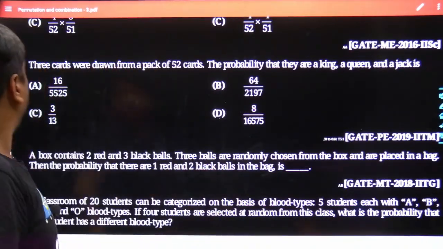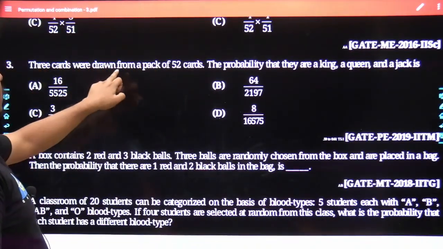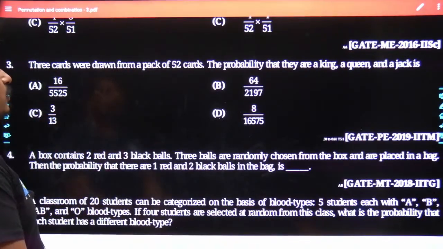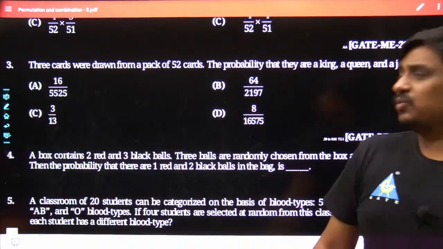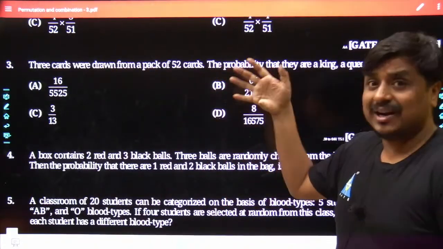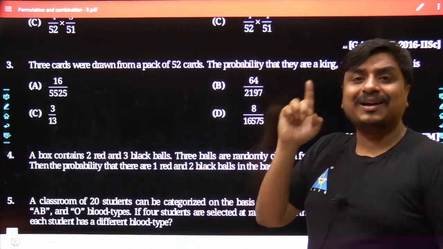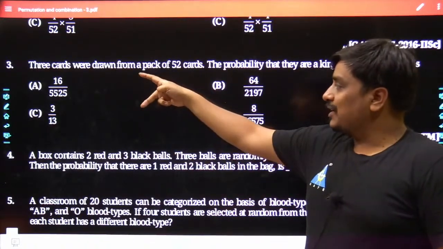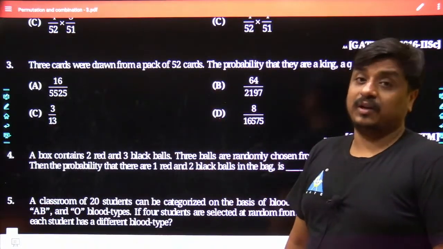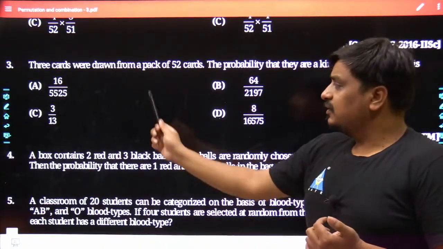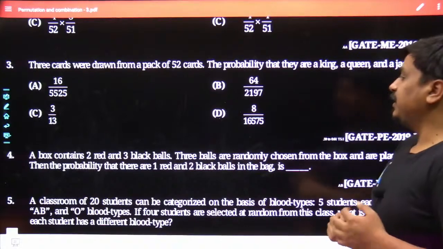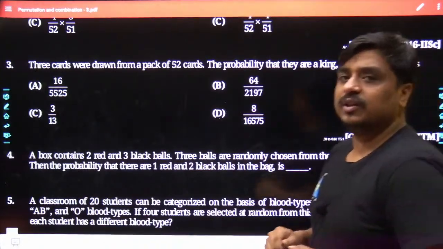Thanks to all. 3 cards were withdrawn from a pack of 52 cards. The probability that they are a king, a queen and a jack. The 4 different options were attached along with this problem. It is an MCQ, that means out of the 4 options, only one is going to be the correct option. The first option is 16 divided by 5525, B is 64 divided by 2197, C is 3 divided by 13, and D is 8 divided by 16575.